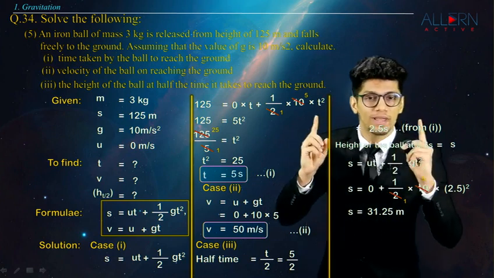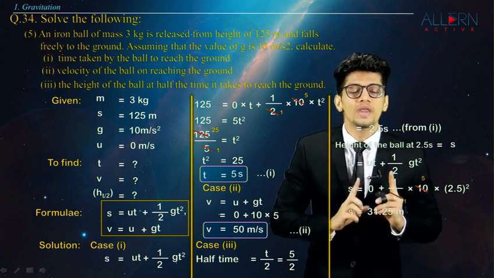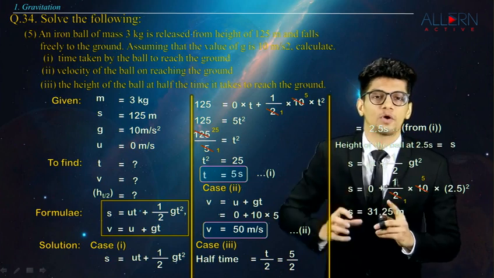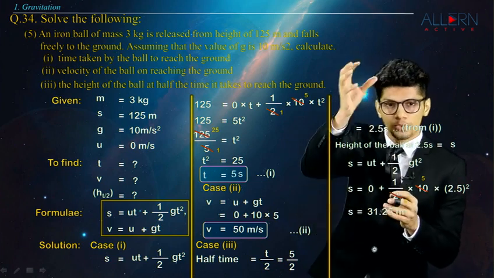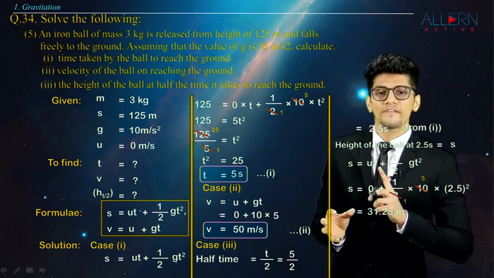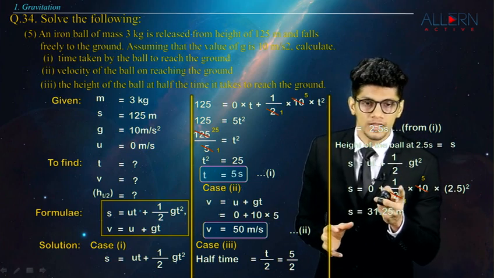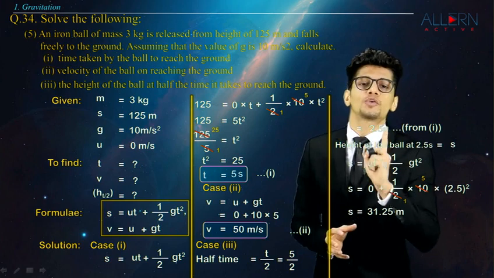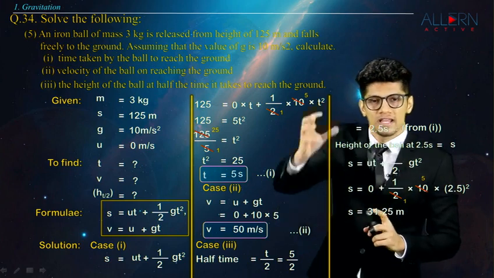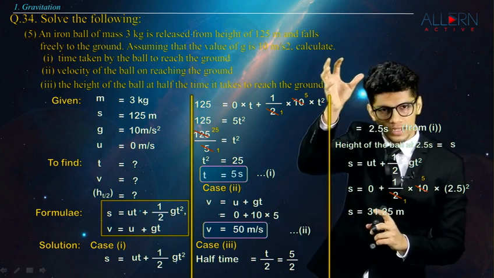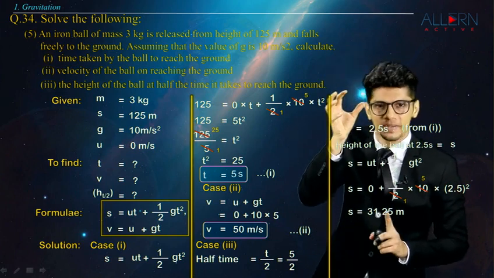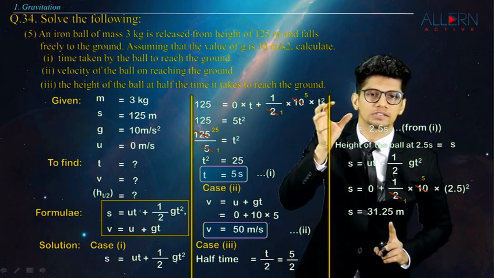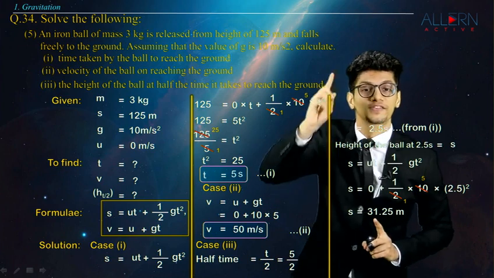Now listen to this very, very carefully. Now we know that this object is falling from top to bottom. Now since it is falling from top to bottom, we have found the displacement from the top at 2.5 seconds. That means when you throw the object in the downward direction, after 2.5 seconds, it will complete a displacement of 31.25 meters. That means this answer is from the top.